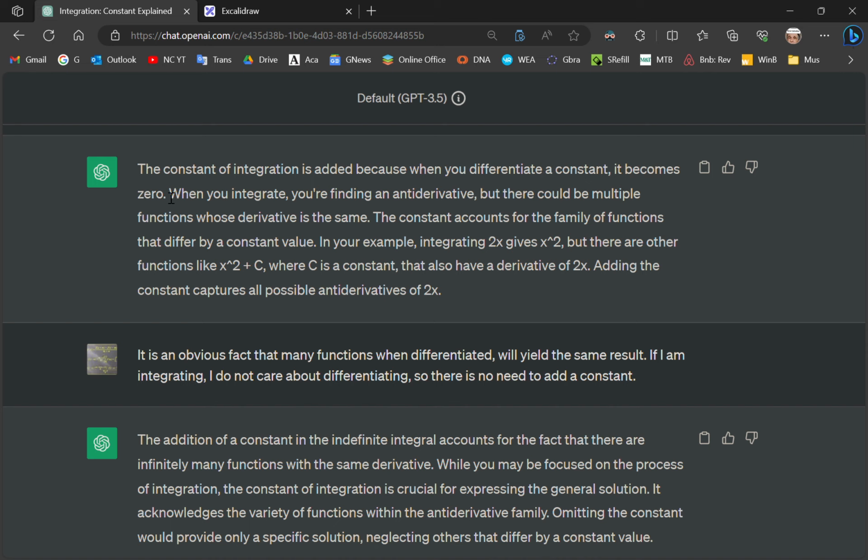Well, first of all, I'm not differentiating anything. I'm integrating. Okay. And then it says when you integrate, you blah, blah, blah. And then it says the constant accounts for the family of functions. Well, I don't really care for the family of functions. I just care for the general derivative. Okay. And if the constant is going to disappear when I differentiate it, why add it in the first place? It doesn't make any logical sense, does it?